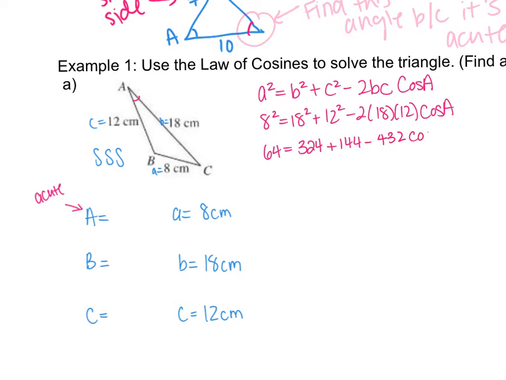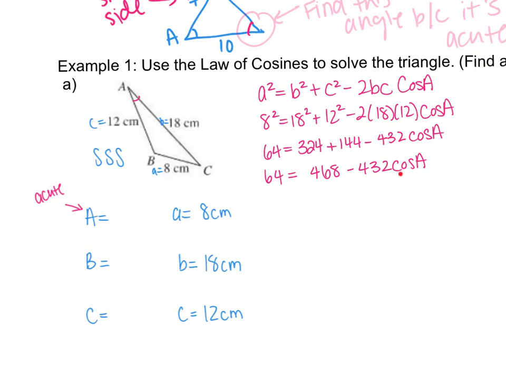432. Cosine of A just drops down, and maybe I can add these together first, but do not add or subtract it from 432 yet because it's attached to cosine of A. So I'm only going to combine these two first, and that gets me, let's see, 324 plus 144 gives me 468. Drop down the cosine and the 432.